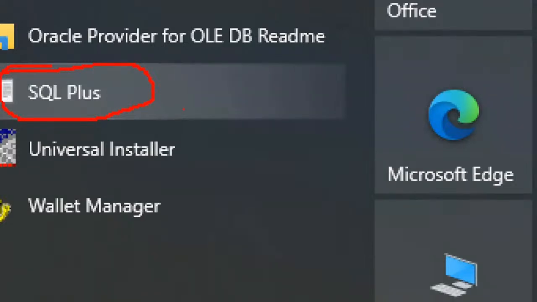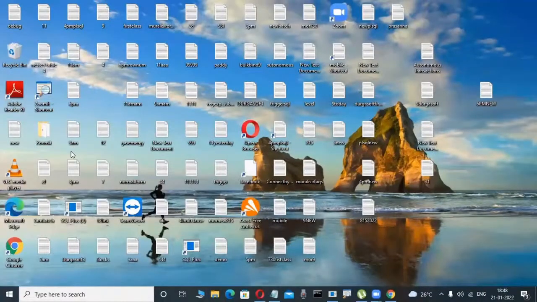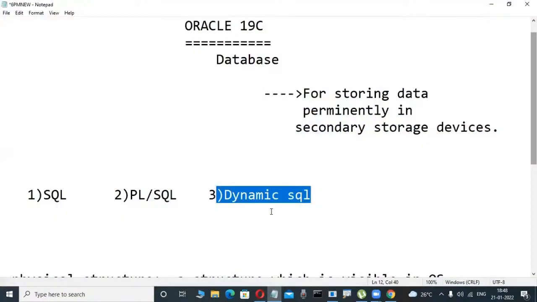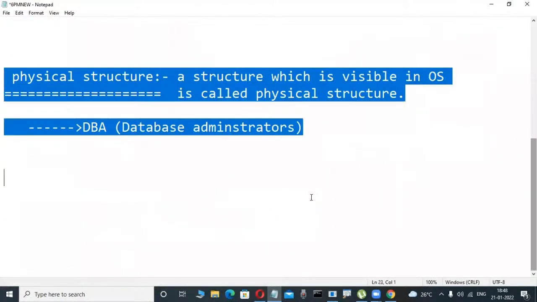Again, SQL Developer is a tool. That is a GUI tool, and you can install it also, not a problem. Again, SQL Navigator is a tool, and Toad is a tool. Those are all explicit GUI tools. But SQL Plus you are not required to load. Once we load Oracle software, SQL Plus is automatically available. Once we start our course, you will understand all these things.